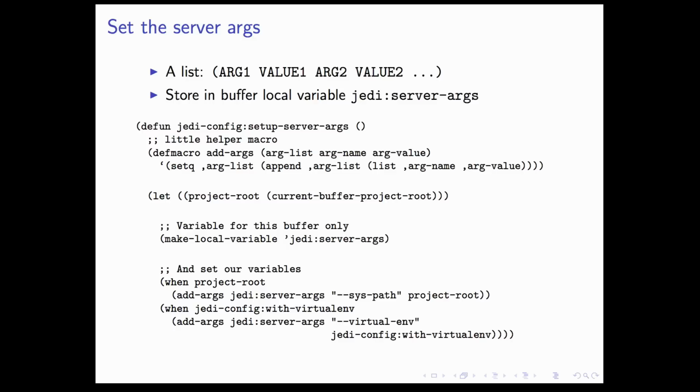So, and then both of these are just conditional on a project root being defined and the config variable for a virtual env being defined. And hopefully that's self-explanatory enough. It adds the appropriate arguments to the Jedi server args variable, and the idea being that the argument and then the value follow each other.